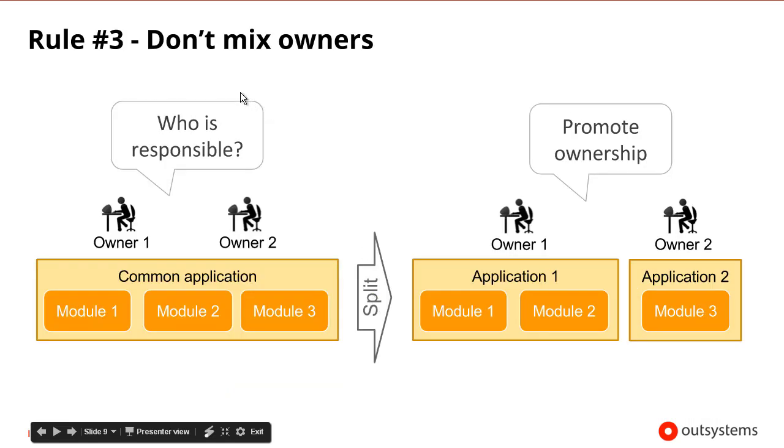The third rule is to avoid mixing owners of applications. Let's imagine that we have an application with a number of modules that have two different owners who are responsible for the functionality in the modules. If we need to deploy this application, we may not be sure who to ask to guarantee that it's safe to deploy the whole application. So we need to ask both owners.